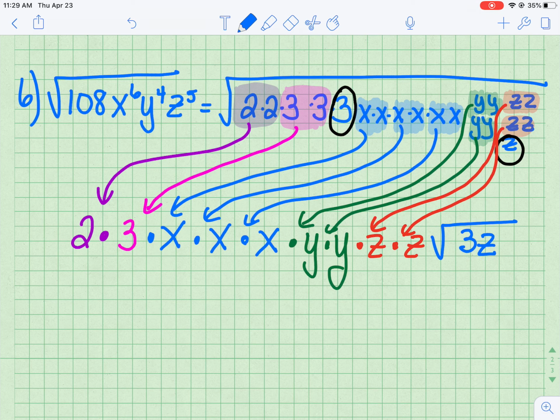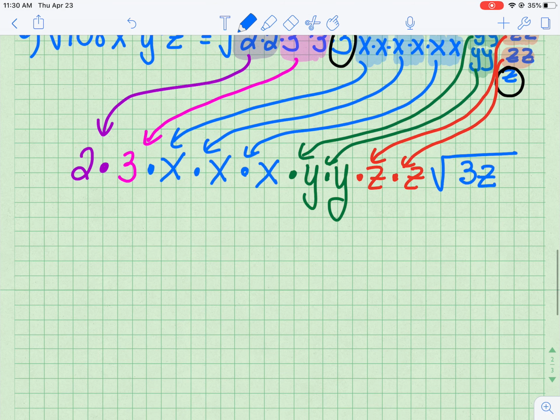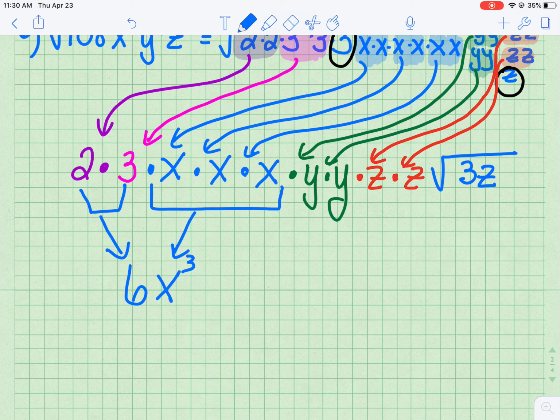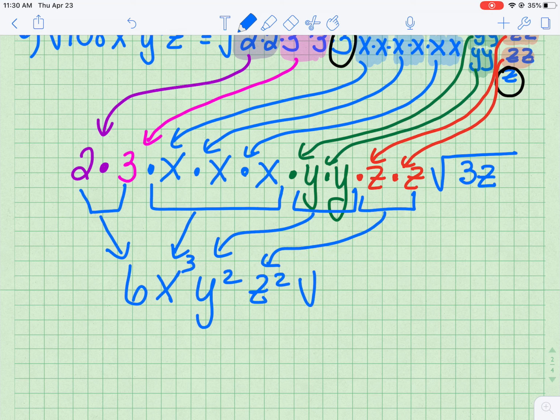Now, if you give me this as an answer, you're going to lose points because you didn't simplify it all the way. Okay, so you have to go back and continue with the simplifying. So 2 times 3 is 6. So I'm just going to put things that can go together. x times x times x is x to the third. And then y times y is y squared. And then z times z is z squared. And inside we have 3z.